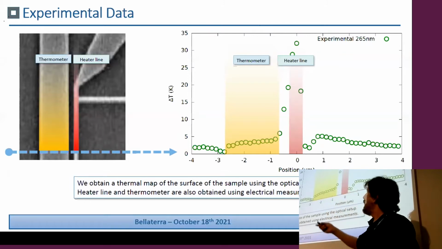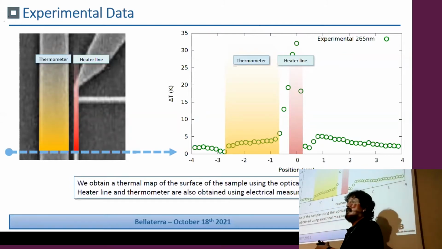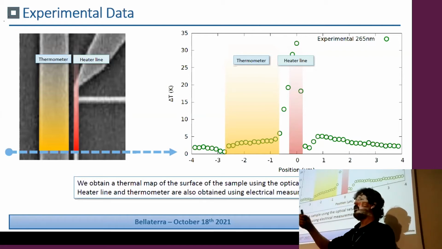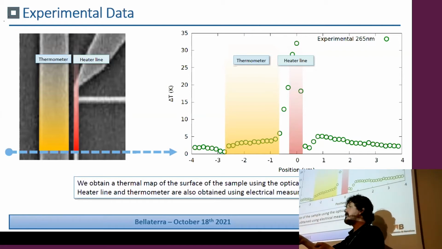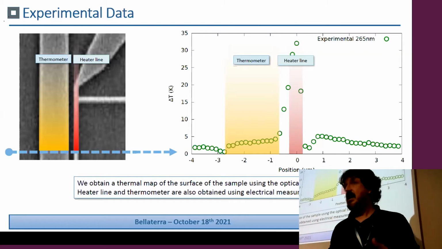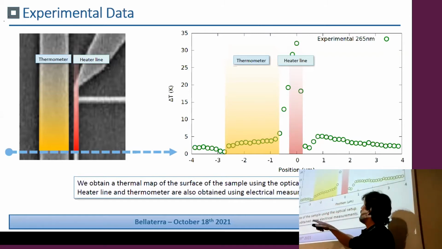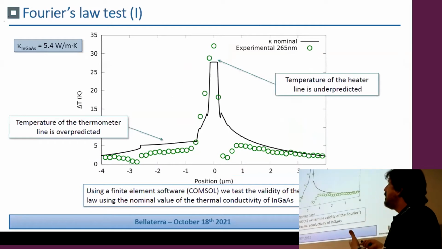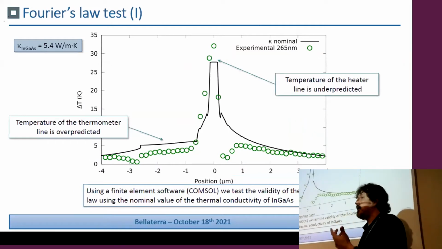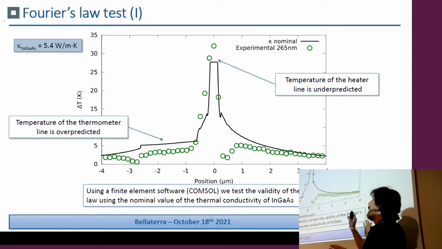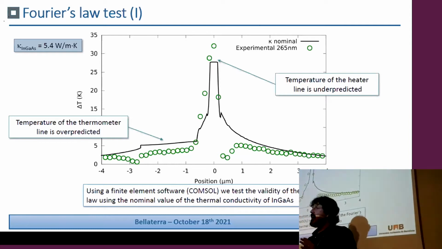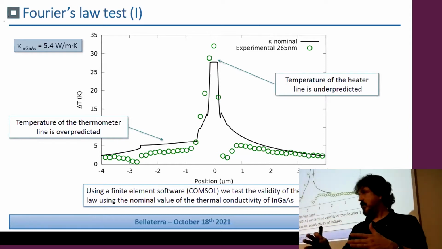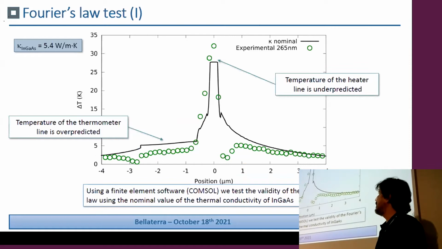structure. The orange line is just a second line that we put there to compare with electrical measurements, just to check our results. So don't worry about the orange line. You just need to follow the green dots. If we try to explain this by Fourier, you cannot explain it by the bulk thermal conductivity of the Fourier. So this is not silicon, this is indium gallium arsenide, but in silicon you observe more or less the same. So this is just to show you the results.